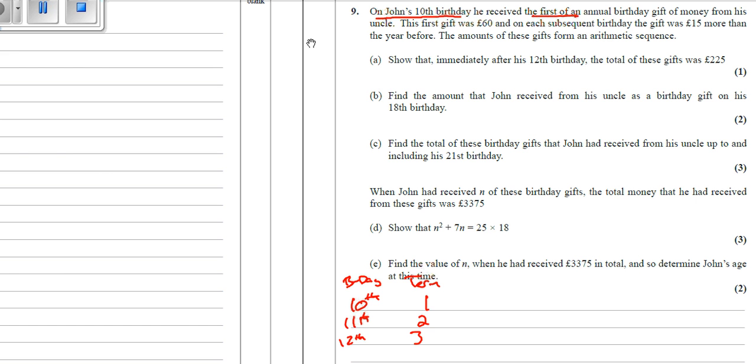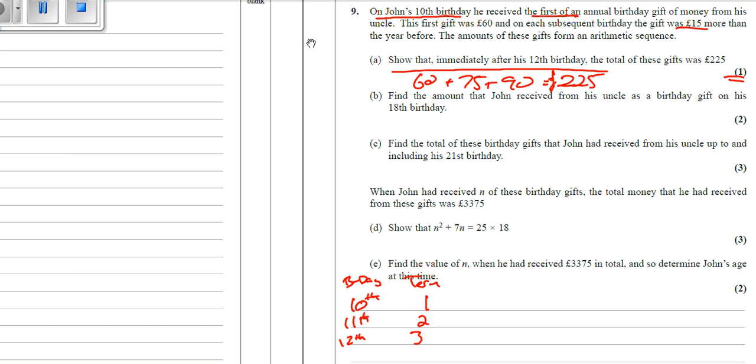It says, for question A, show that immediately after his 12th birthday, the total of these gifts was £225. It's only worth 1 mark, so it's not going to be that much work. So the 10th is going to be £60, £15 more than the year before. So the next one's going to be £75. The next one's going to go up by another £15, so it's going to be 90. So if we add those together, that's going to be £225. So that's the first easy mark.